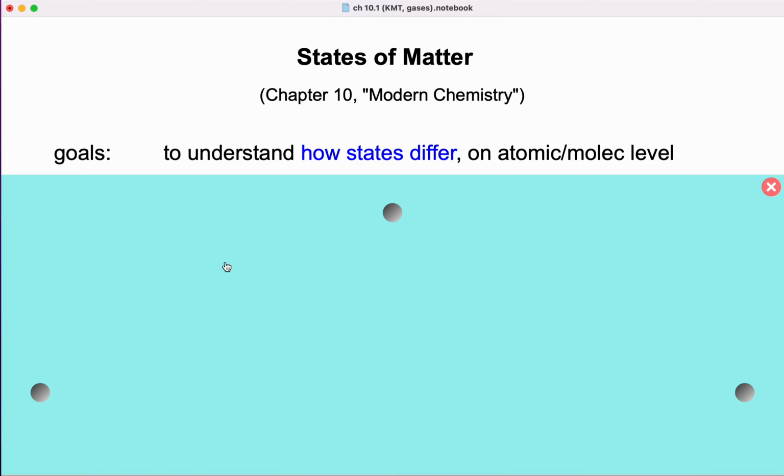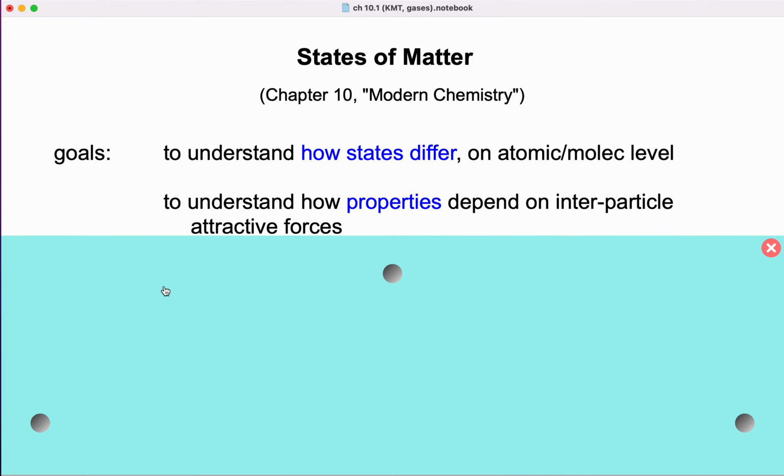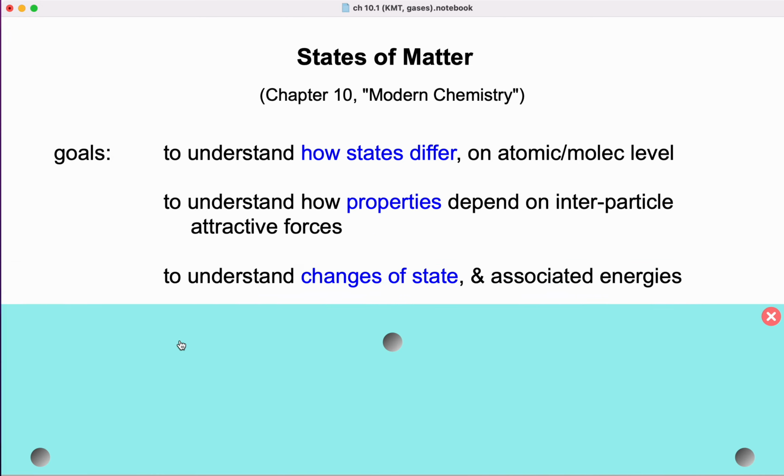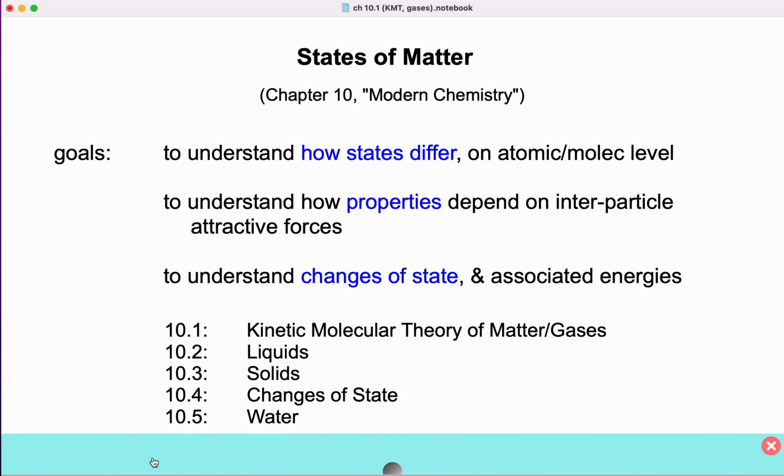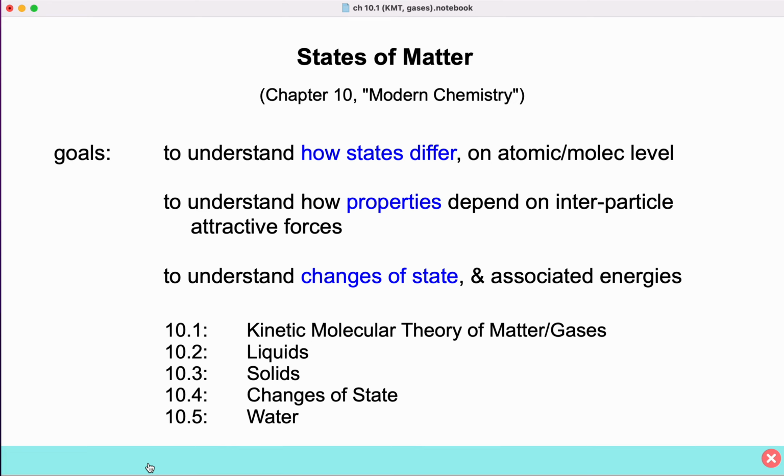Number one, we're going to try to understand how states of matter differ from one another on the atomic and molecular level. We are going to try to understand how properties of a sample of matter depend upon the interparticle attractive forces. And we are going to try to understand what's going on during changes of state, that is, change from one physical state of matter to another, and deal with the energies associated with those changes of state. All of this is based on the 5 sections of Chapter 10.